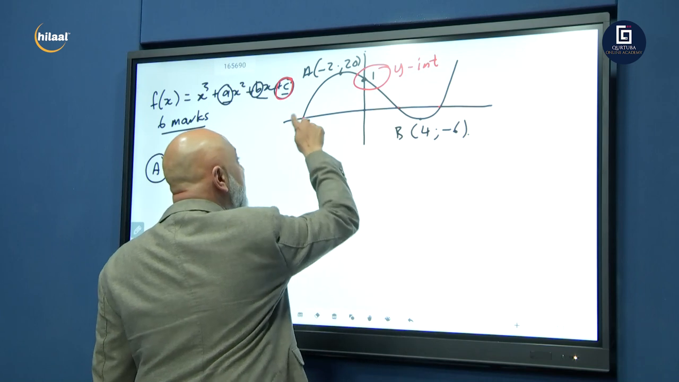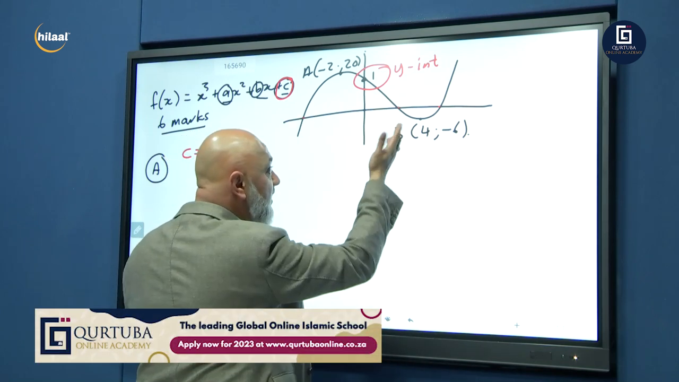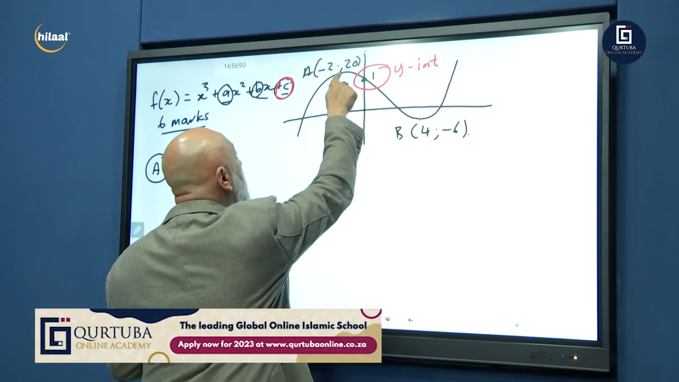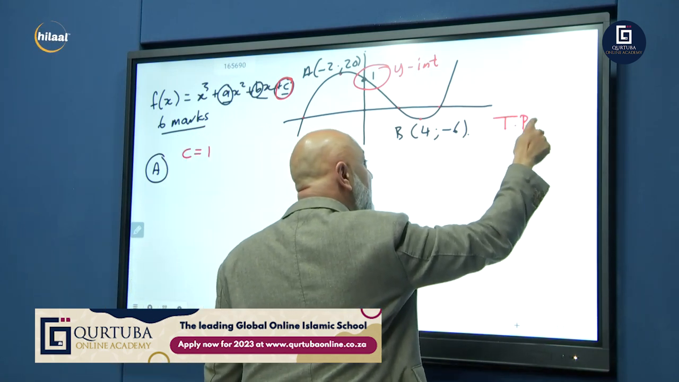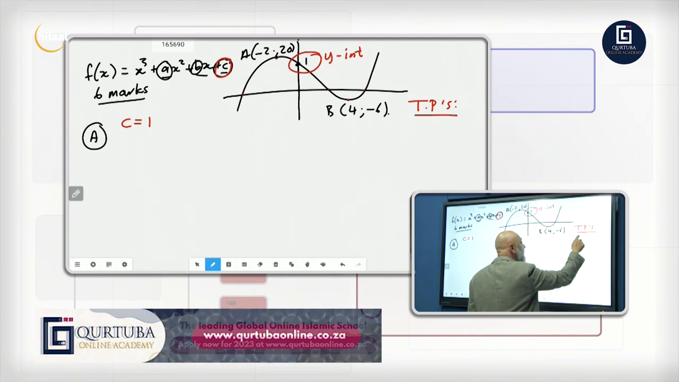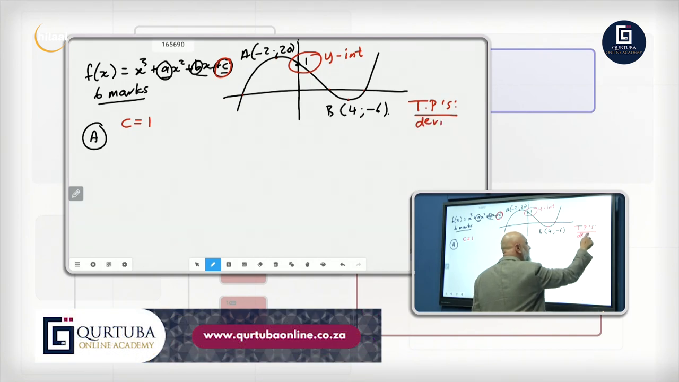Are our x-intercepts given? No, they're not. What's given? The two turning points of the graph. Whenever turning points are given, here's the rule: you always use the derivative. We always use the derivative.